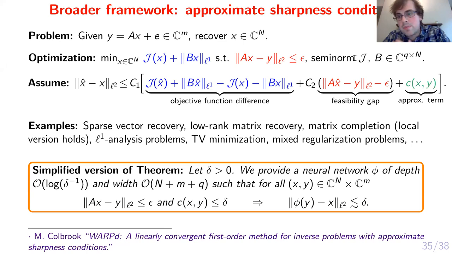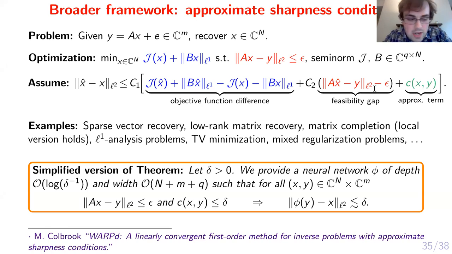Okay, so here J will be a semi-norm, for example. So it could be the L1 norm, something like that, or the nuclear norm if you're dealing with matrices. And then you have this L1 analysis type term as well. And I'm going to assume that I have an inequality of the following form. Okay, so I can bound the L2 norm difference of x hat and x by the objective function difference. Okay, so there's this term here, plus the feasibility gap of x hat, plus some approximation term. Okay, so if we didn't have these last two terms, this would be what's called a sharpness condition, right? So we're controlling the distance between two vectors by the difference of their objective function. Okay, but importantly, we're tagging on these two terms here.